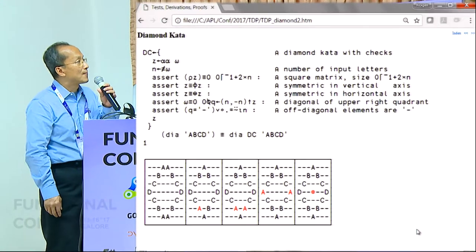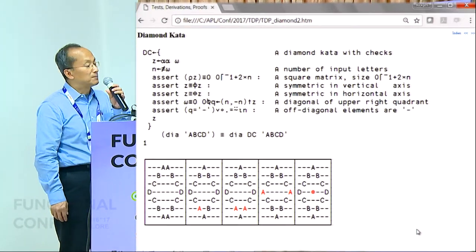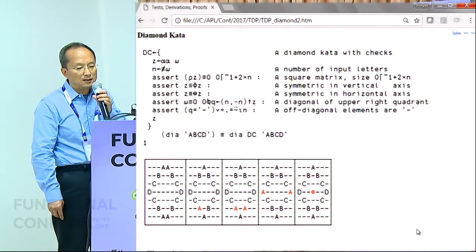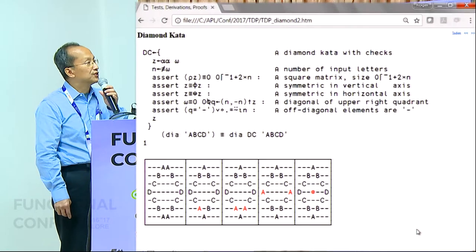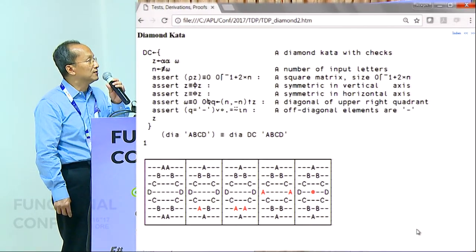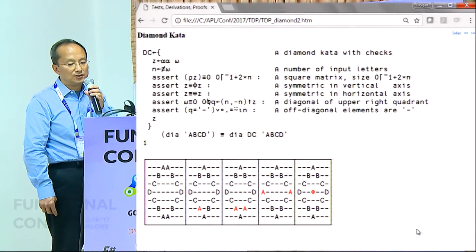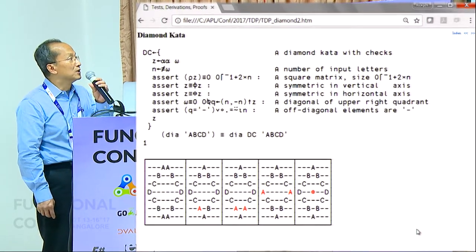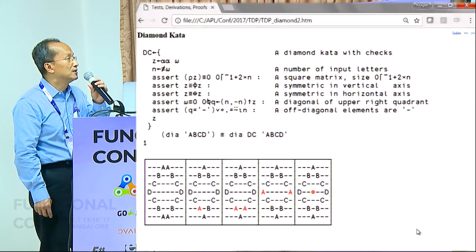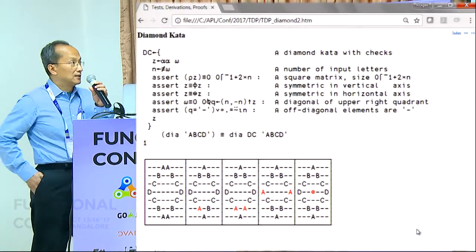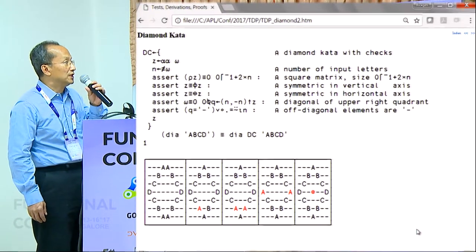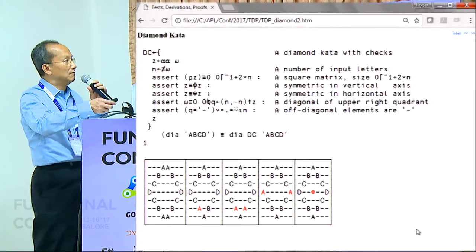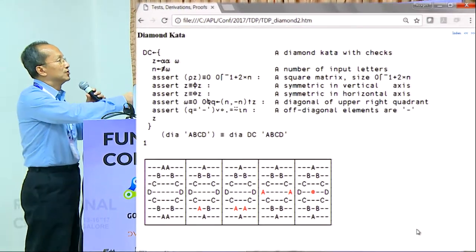Ideally, the assertions would fully specify what a Diamond Kata function does. That is, a function is a solution to the Diamond Kata if and only if all the assertions are satisfied. Another way of saying that is that the assertions should be a set of desiderata which leaves nothing more to be desired. Okay, I'll go through the assertions one by one.